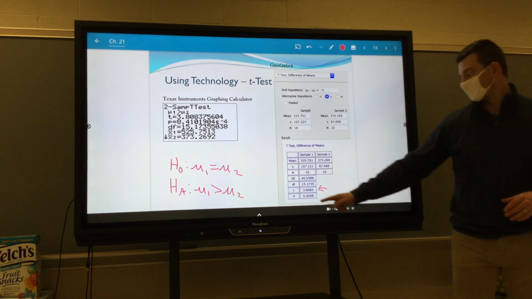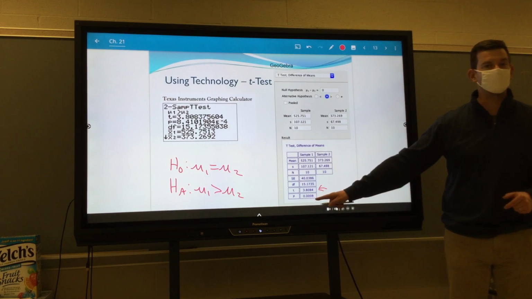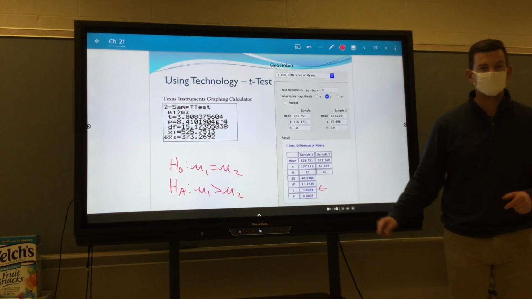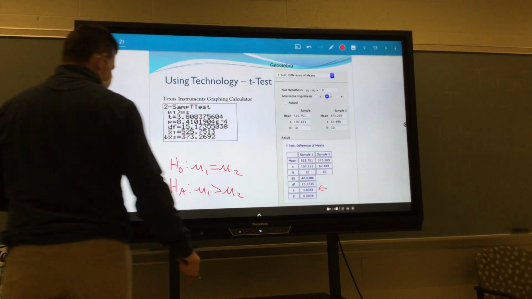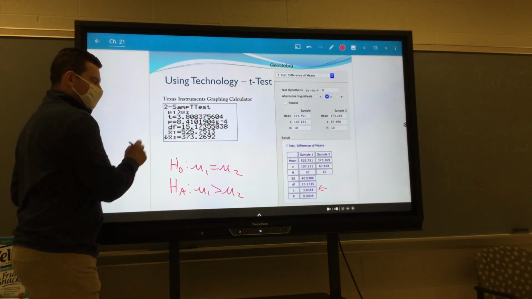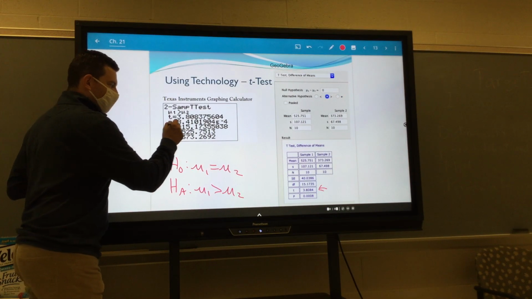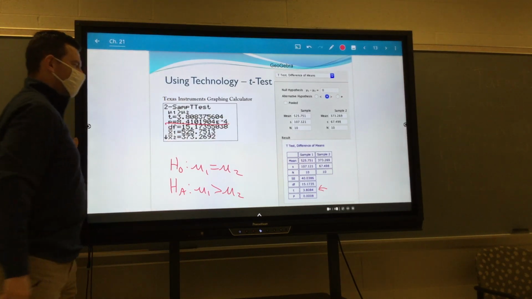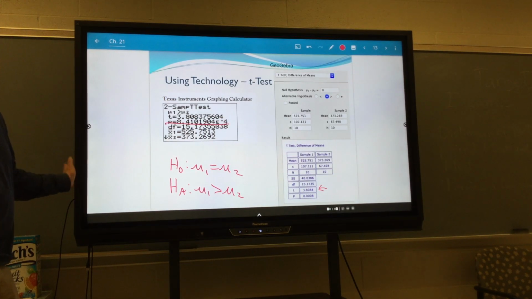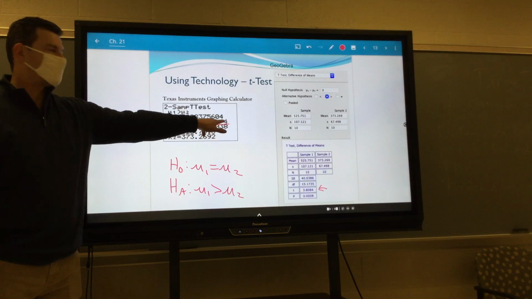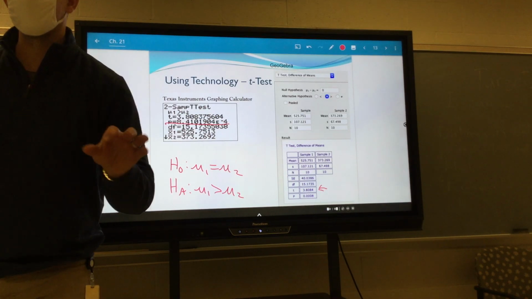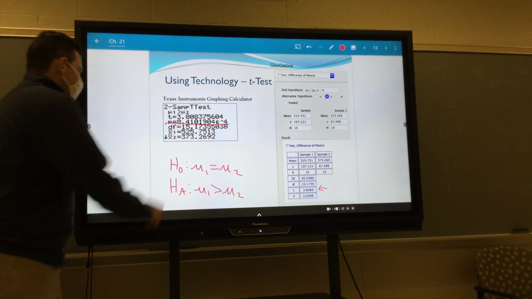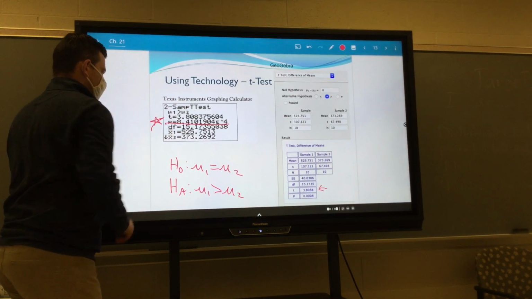Pretty big. Corresponds with a p-value of 0.0008. Look at the calculator. Same t statistic, this p-value, 8.4101 times 10 to the negative 4th. If you use the calculator for your calculations, be on the lookout for this.